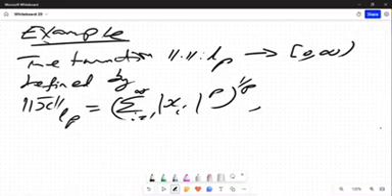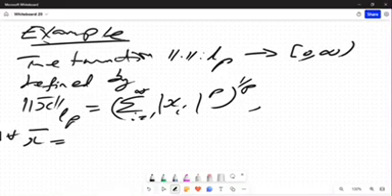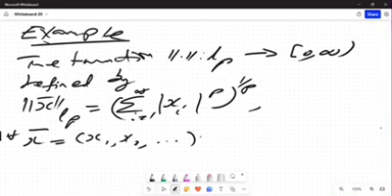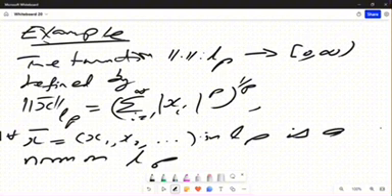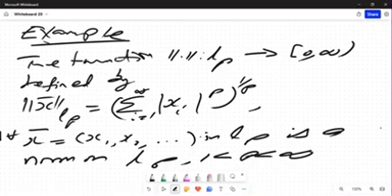This will happen for arbitrary x bar, which of course is infinite dimensional: x1, x2, x3, and so on. These are vectors in LP. We are saying that this function is a norm on small LP. Of course, your p is between 1 and infinity. We don't include infinity; we have L infinity separately.